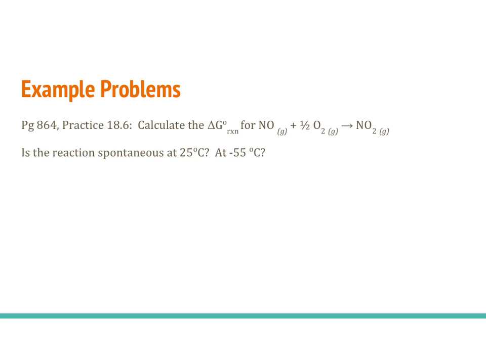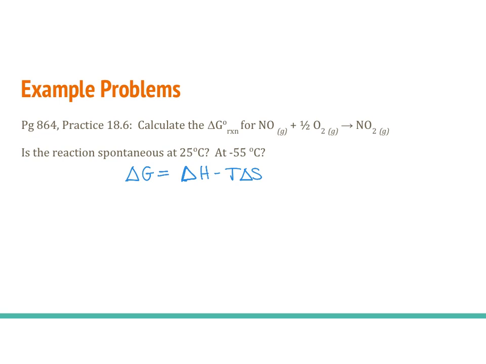So there's a couple of ways to do this problem, but since it's asking me questions about specific temperatures, and not just 25 degrees, I'm going to assume that the enthalpy of reaction and the entropy of this reaction are relatively constant at different temperatures, and I'm going to employ this definition of Gibbs free energy here. Delta G equals delta H minus T delta S.